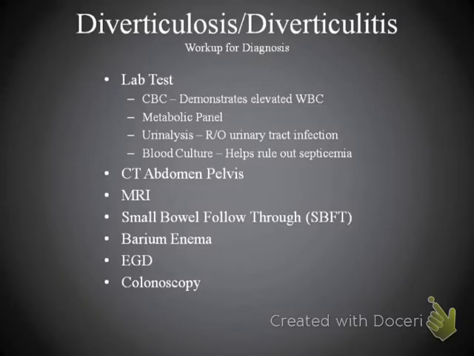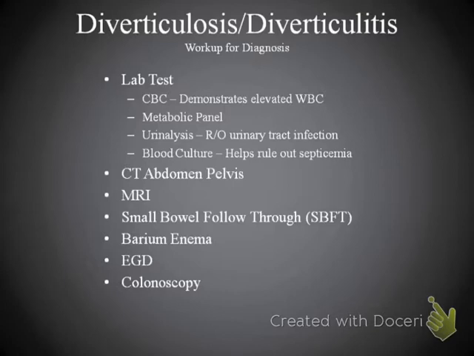So the workup for diagnosis. We begin with a lab test, CBC, metabolic panel, urinalysis, and blood cultures. CBC helps demonstrate an elevated white blood count and other inflammatory processes that may cause spikes in values. Metabolic panel just kind of gives us an indication of if there could be some other abnormality going on that we're not focusing on because we're getting focused on something else.